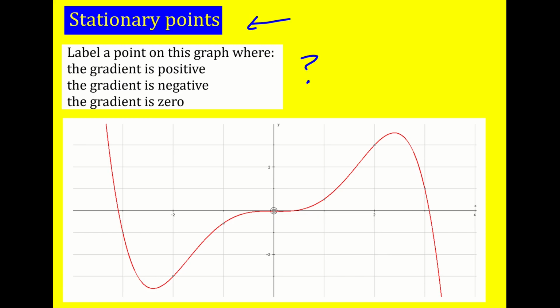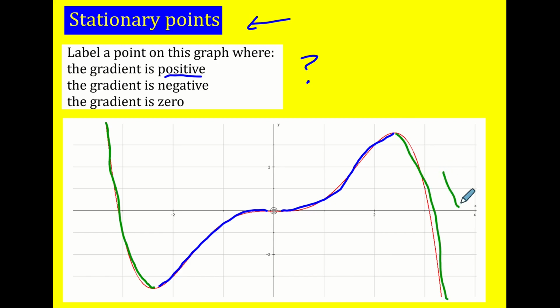Okay, well actually there's loads of points where the gradient's positive, and if you put a point anywhere along here, then you would have been correct. Or rather, anywhere along here, gradient's going to be positive. Negative is going to be anywhere along here and anywhere along here, because the rise over the run, it's sloping down all the way.